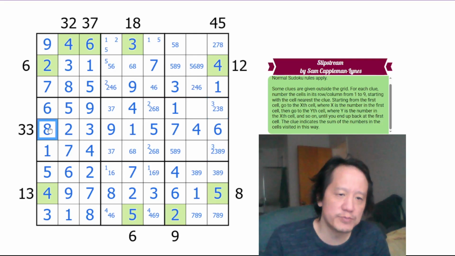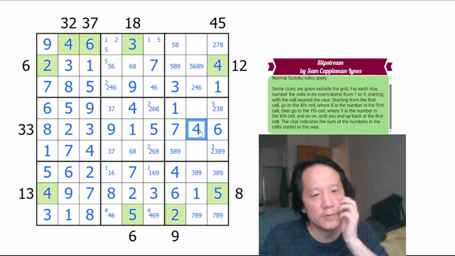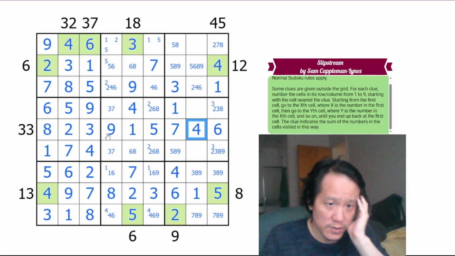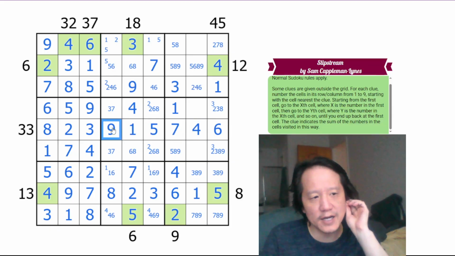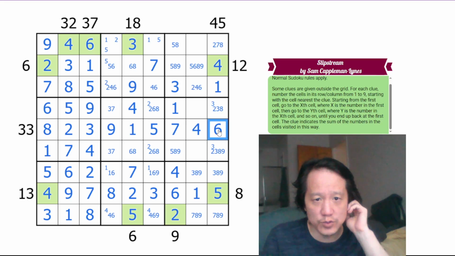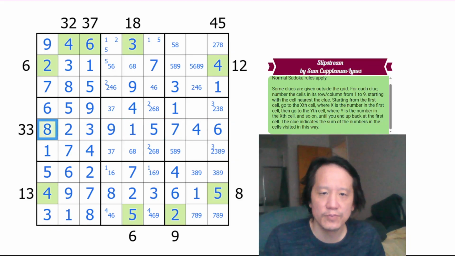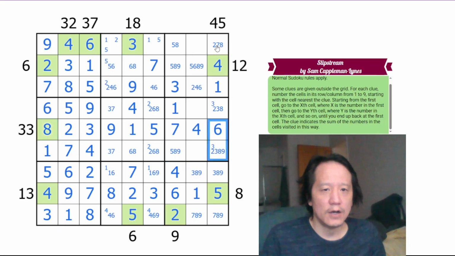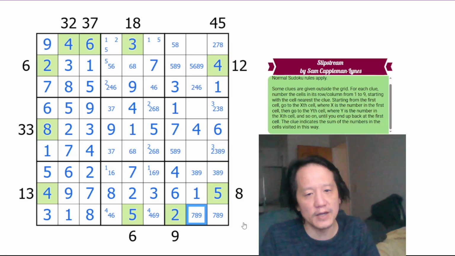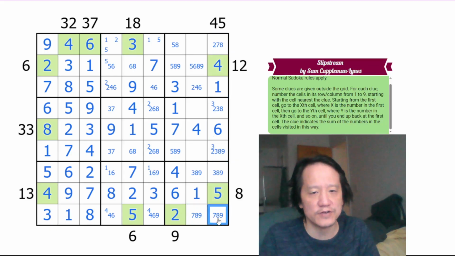So again, this points to the 8th cell, so that's 8 plus 4 is 12, plus 9 is 21, plus 6 is 27, plus 5 is 32, plus 1 is 33. So that's satisfied now too. So we have to figure out the 45. This can't be 9. This can't be 8 or 9. This can't be 9 because it would point to itself then. So this can't be 8 or 9, so this must be 7.